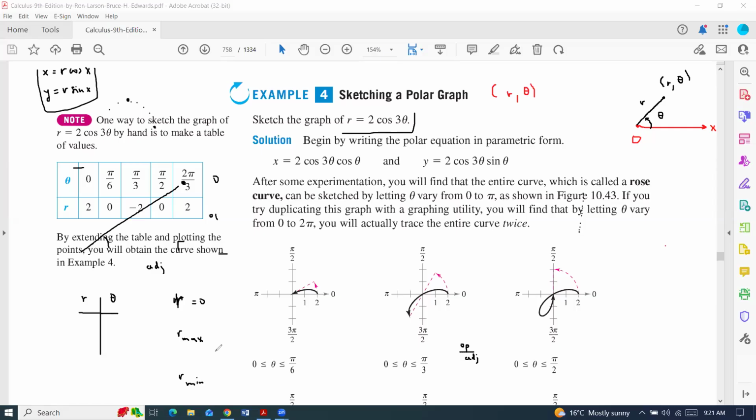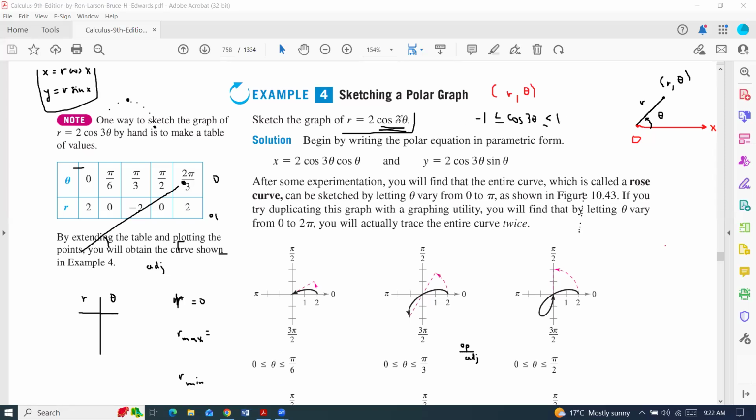So I need to find the corresponding angles. But first I need to see what's going to be the maximum possible value for the radius. In other words, what values the cosine function can take on. And it is always varying between plus and minus 1, right?